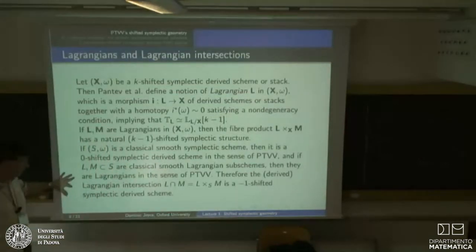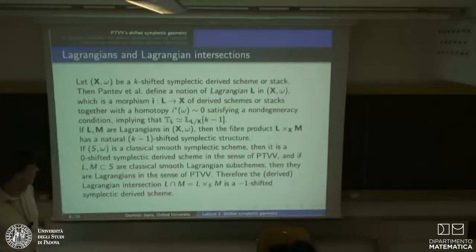Okay. So derived Lagrangian intersections are minus one shifted symplectic things. So this whole story, as a kind of byproduct, is going to have something to say about intersections of Lagrangians. It's worth also saying that PTVV's notion of Lagrangians in a classical symplectic thing are actually more general than classical smooth Lagrangians. There's also an interesting notion of derived Lagrangian in a classical symplectic thing, which is a nice thing to study. Basically, they correspond to the kind of thing you get from compositions of Lagrangian correspondences, but you don't require Lagrangian correspondences to intersect transversely. If you're a symplectic geometer, that might mean something to you.